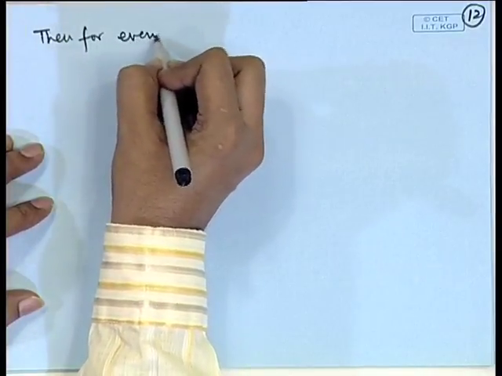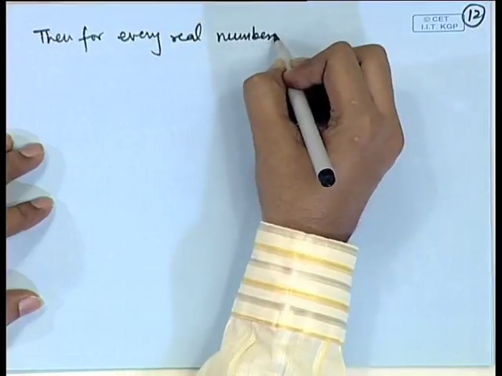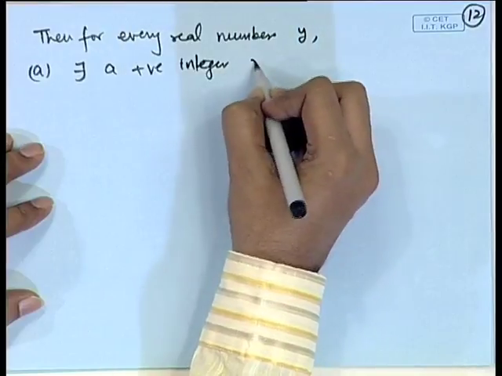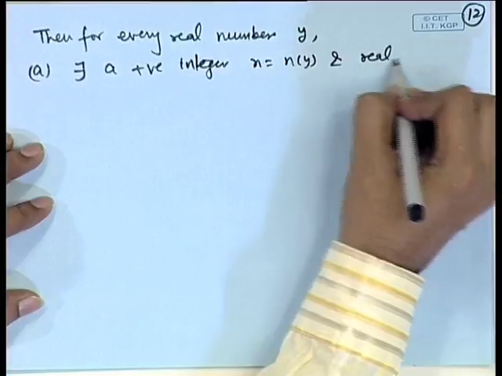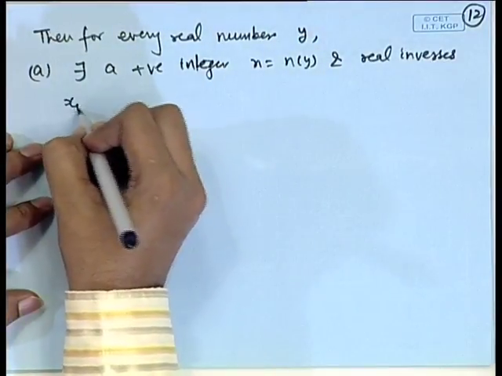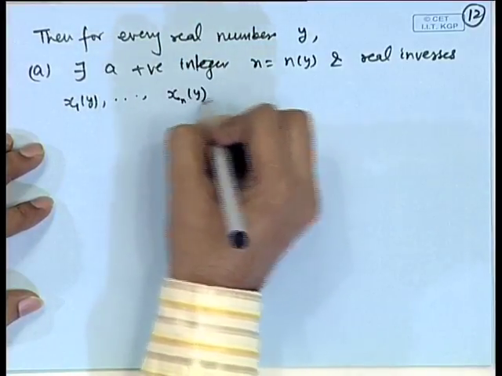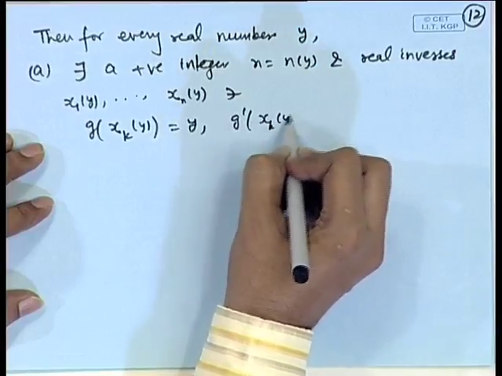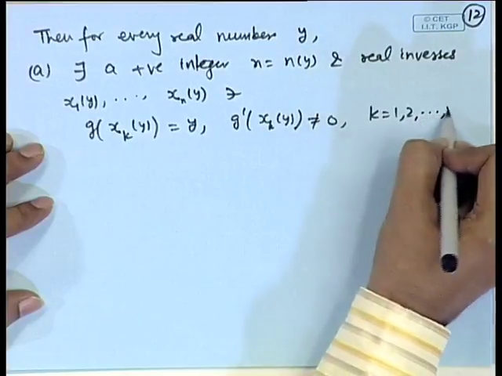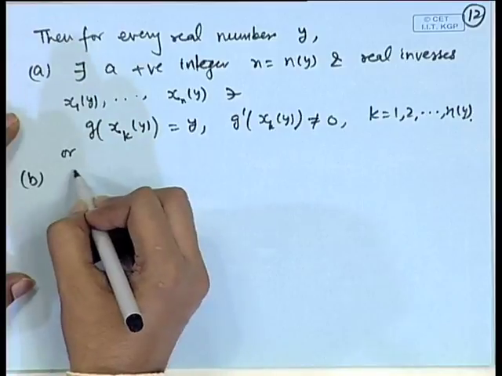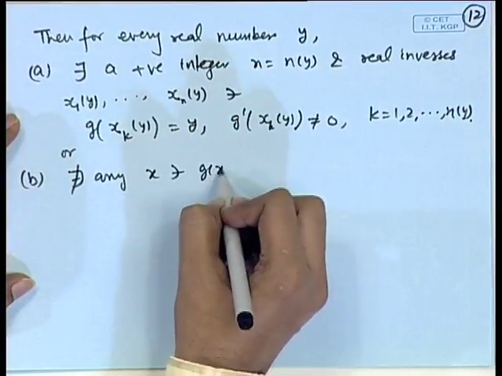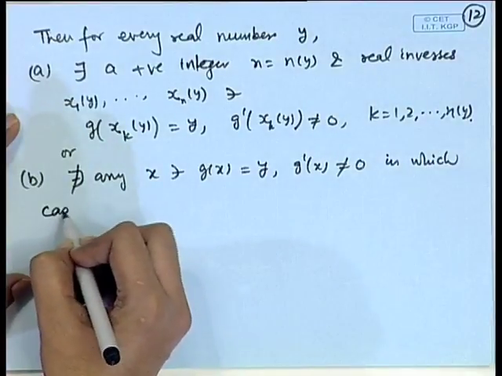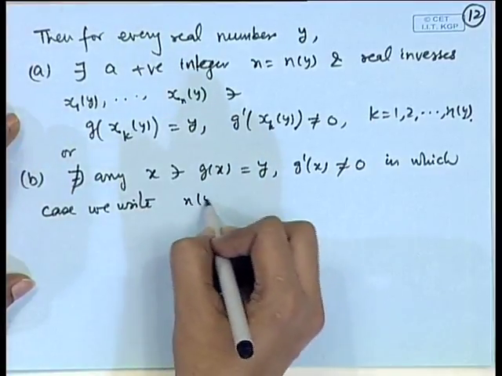Then for every real number y, there exists a positive integer n, say n y, and real inverses, say x 1 y, x 2 y, up to x n y, such that g of x k y is equal to y and g prime of x k y is not 0 for k equal to 1, 2, up to n y, or there does not exist any x such that g x is equal to y and g prime x is not 0, in which case we write n y is equal to 0.